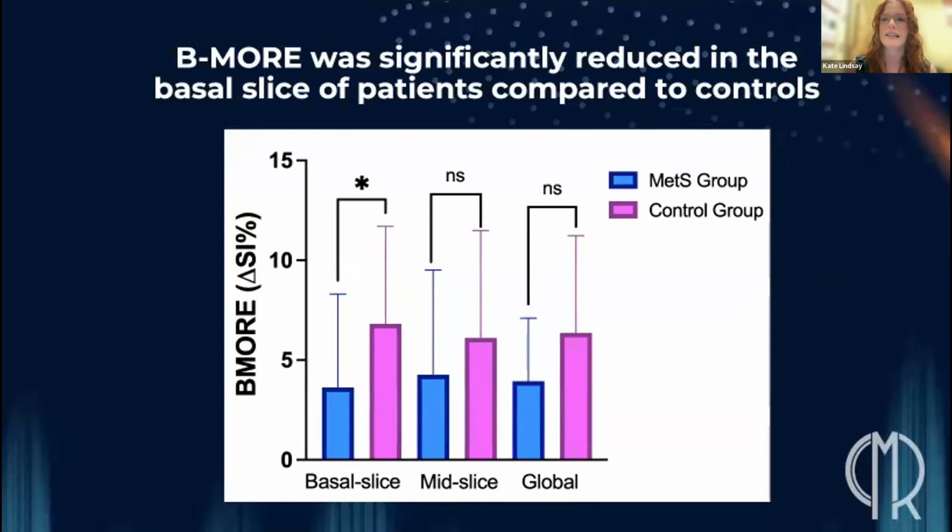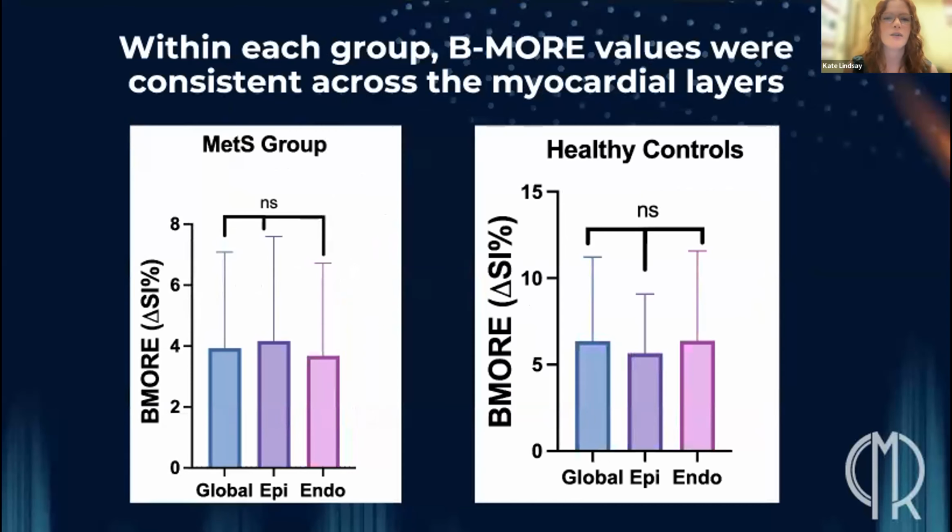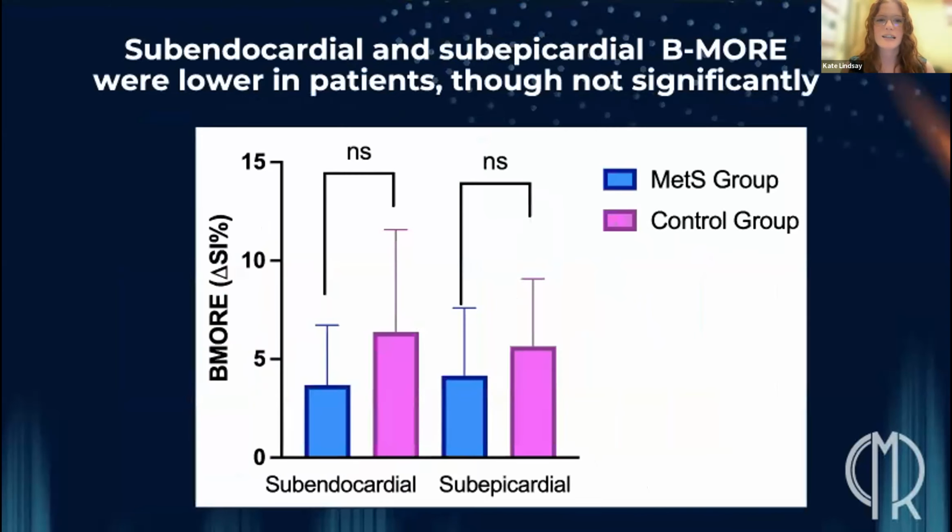So then we took a look within each group and saw if the values varied between the myocardial layers. And we found that in each myocardial layer, the values were consistent between the two groups. So you can see that here between the overall values and the values divided by the subepicardium and subendocardium, there was not a lot of variation. So then we compared the myocardial layers between the two groups. And similar to the mid and global results, again, there was a trend of lower BMOR values in the patient group, but this wasn't statistically significant. So you can see that in this graph as well.